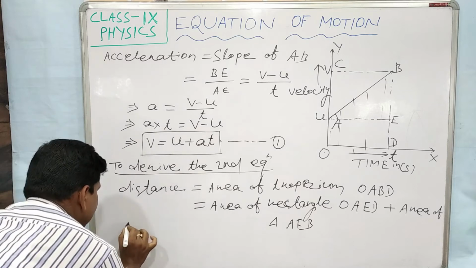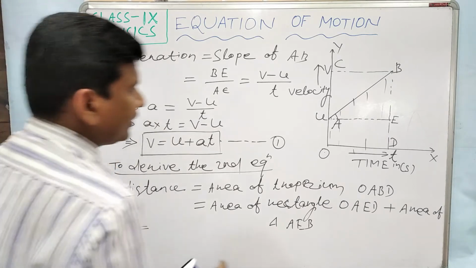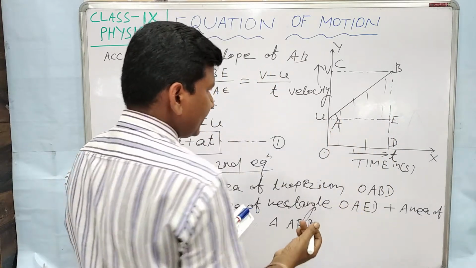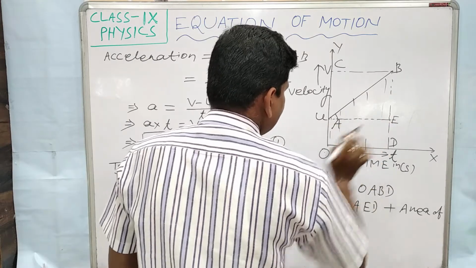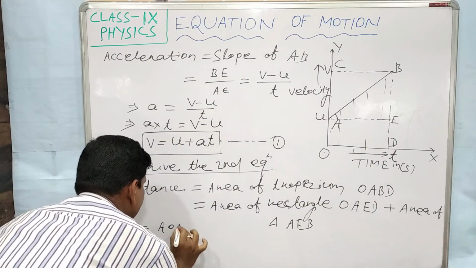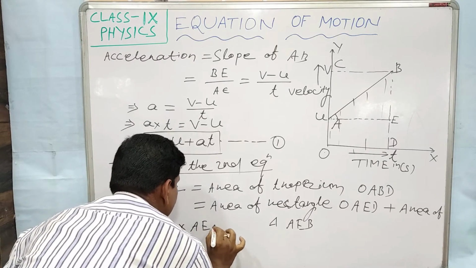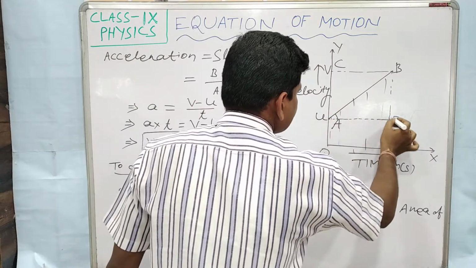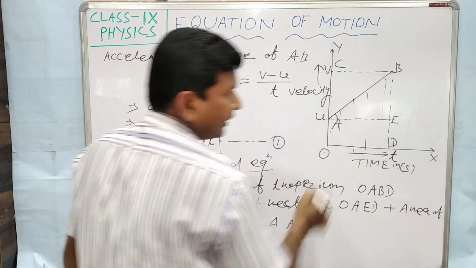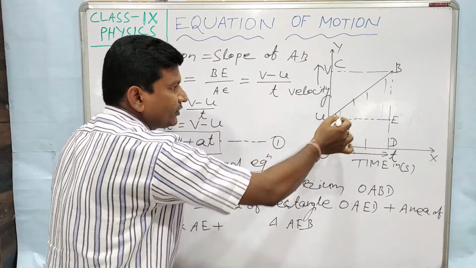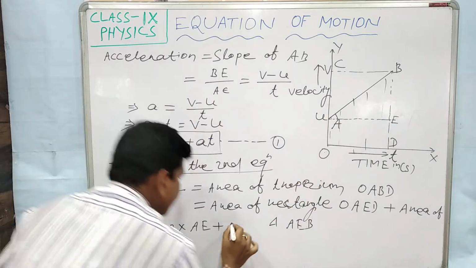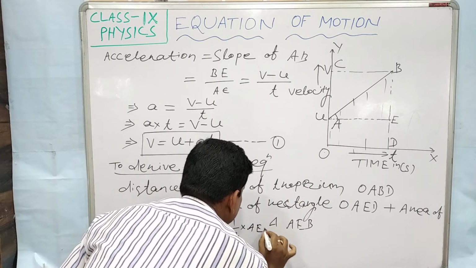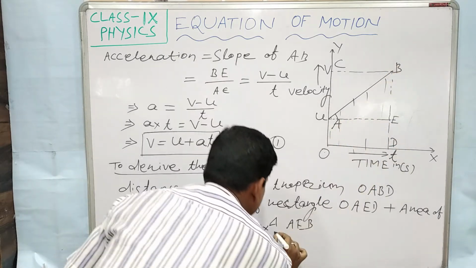So distance covered, that is S, is equal to the area of the rectangle. I will find the area of the rectangle. Area of the rectangle is length into breadth. So AO into AE plus area of the triangle. In this triangle I have to find the area, that is half into base into height. So half into base. Base is your AE into height. Height is the BE.